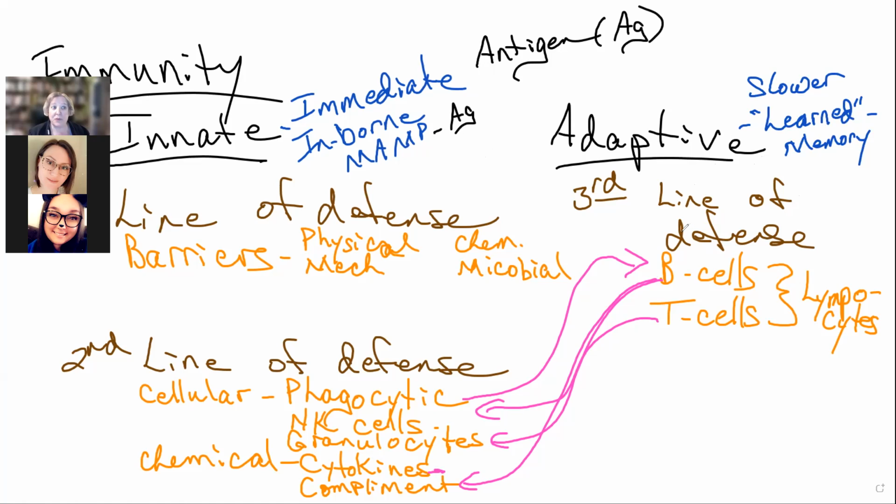The first time through, it takes about 3 to 5 days for your adaptive immune system to get up and running. On the second exposure, you can have an almost immediate response. And each time, you develop more and more memory, so you have a better response each time you're exposed. So going back to the new little baby that's just barely born, the innate immune system is going to respond to the MAMPs that are getting into where the umbilical cord has been cut.